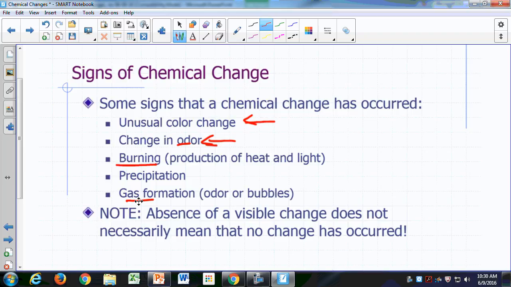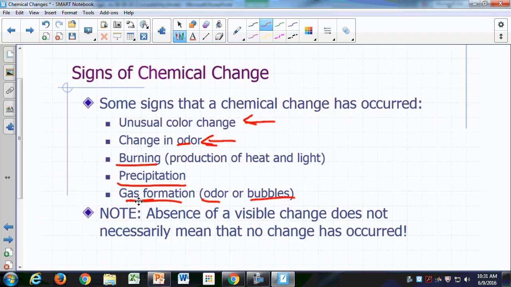Burning, production of heat and light, is almost always a chemical change when you see it. Precipitation, this has nothing to do with rain or snow. In chemistry, this is when you mix two liquids and suddenly a solid comes out, and then that solid settles to the bottom of your test tube or your beaker. That's called precipitation. Gas formation, like I said, if mixing two things generates something stinky or something that smells good, that's a good sign that you're dealing with a chemical change.